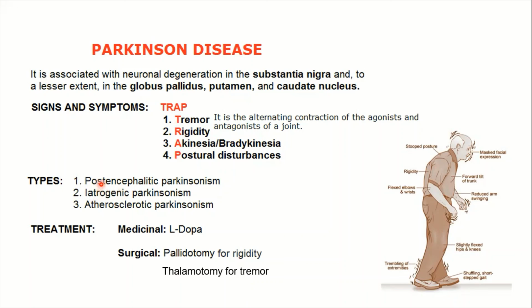So types, as I told you already, are post-encephalitic, iatrogenic, and atherosclerotic Parkinsonism. Some of the treatment, medicinal: L-Dopa mainly, and also selegiline. And the surgical treatments: pallidotomy, the removal of the globus pallidus, is used for rigidity. If the rigidity doesn't relieve by medicine, pallidotomy is performed. And if the tremor is not being cured by the medicine, it is intractable, then thalamotomy, a small portion of the thalamus is removed, right? Thalamotomy basically is a ventral thalamotomy.